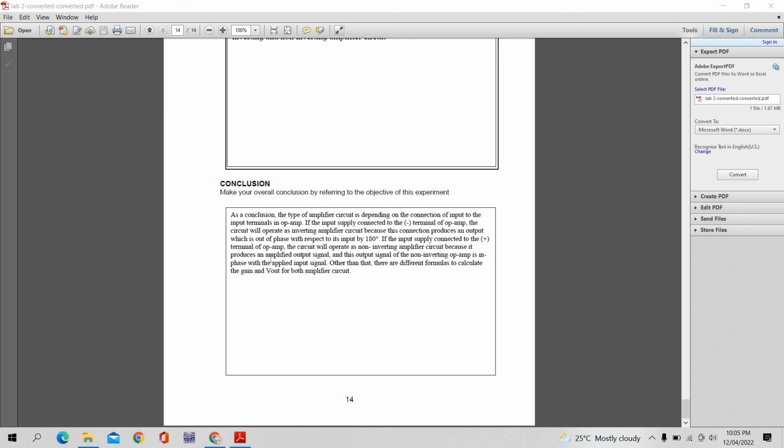If the input supply is connected to the positive terminal of the operational amplifier, the circuit will operate as a non-inverting amplifier circuit, because it produces an amplified output signal, and this output signal of the non-inverting operational amplifier is in phase with the applied input signal. Other than that, there are two different formulas to calculate the gain and V out for the two amplifier circuits.